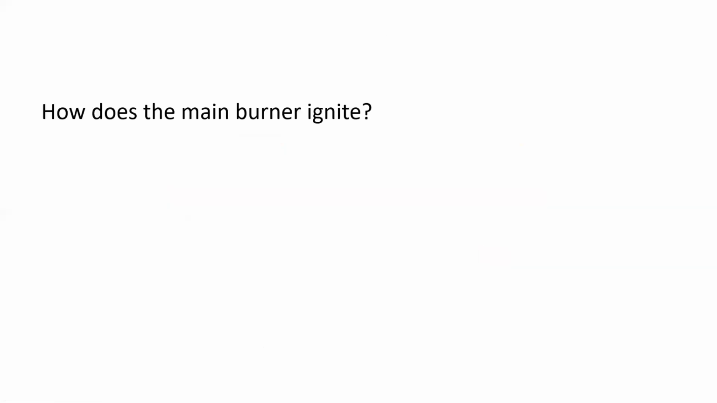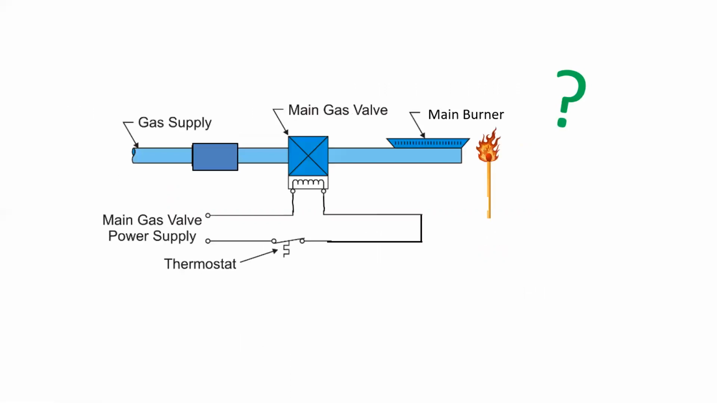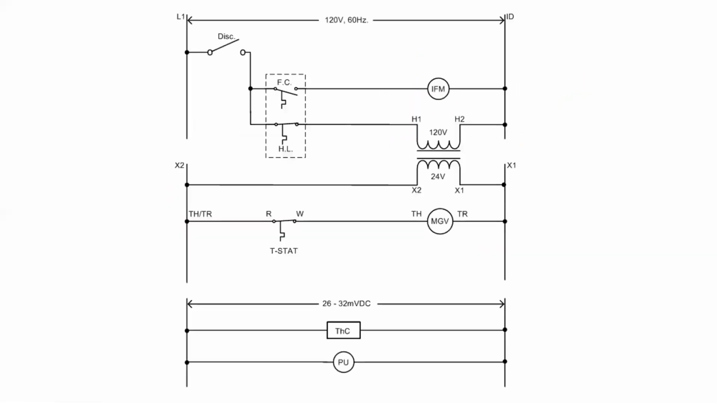Now, how does the main burner ignite? This is something that we have skipped over in this presentation. We obviously are not going to use a match every single time we go to light the main burner. It would be somewhat ridiculous. Instead, we're going to add a final section to our basic heating schematic, which is used universally across most portions or sectors of the electrical industry.